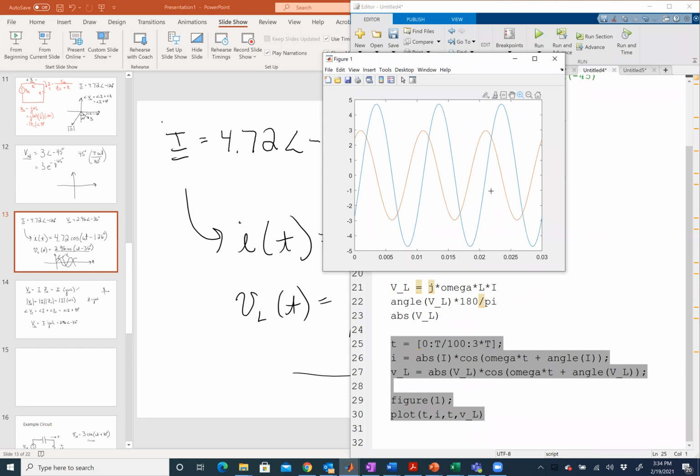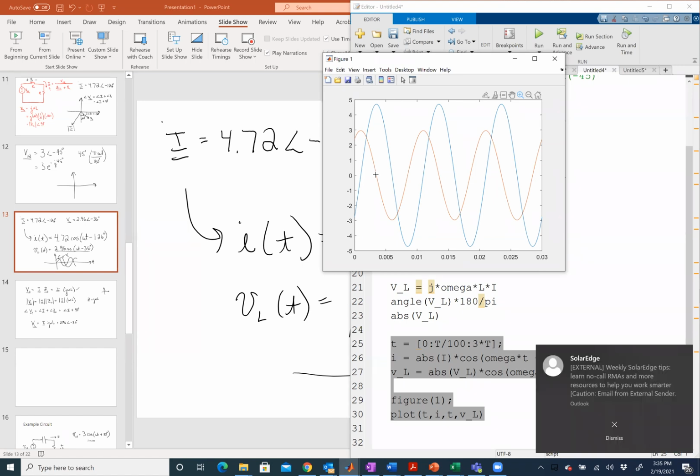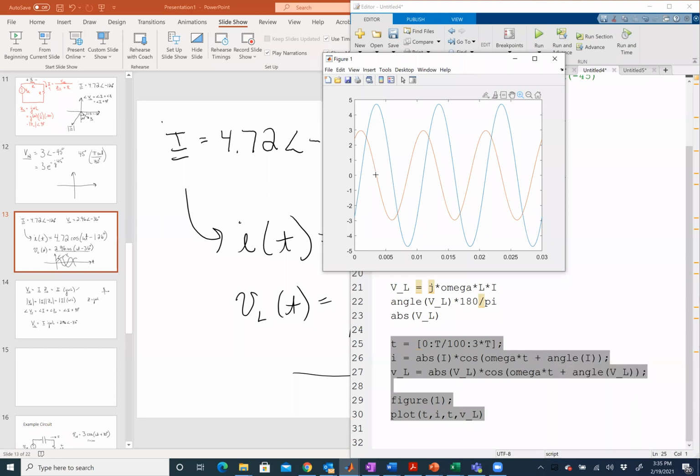Now, how can I tell that they're 90 degrees apart from each other? Because we said I and V are 90 degrees apart. The peak of one should be the zero of the other. I can see here when this guy is at a peak, if I draw a line straight down, boom, this guy's at a zero. So they're 90 degrees apart from each other. That's something we'll deal with more when we talk about power. In power, we talk about the phase relationship between current and voltage all the time. We'll get to that later in the semester. That's all we need to understand for right now. Questions about that?